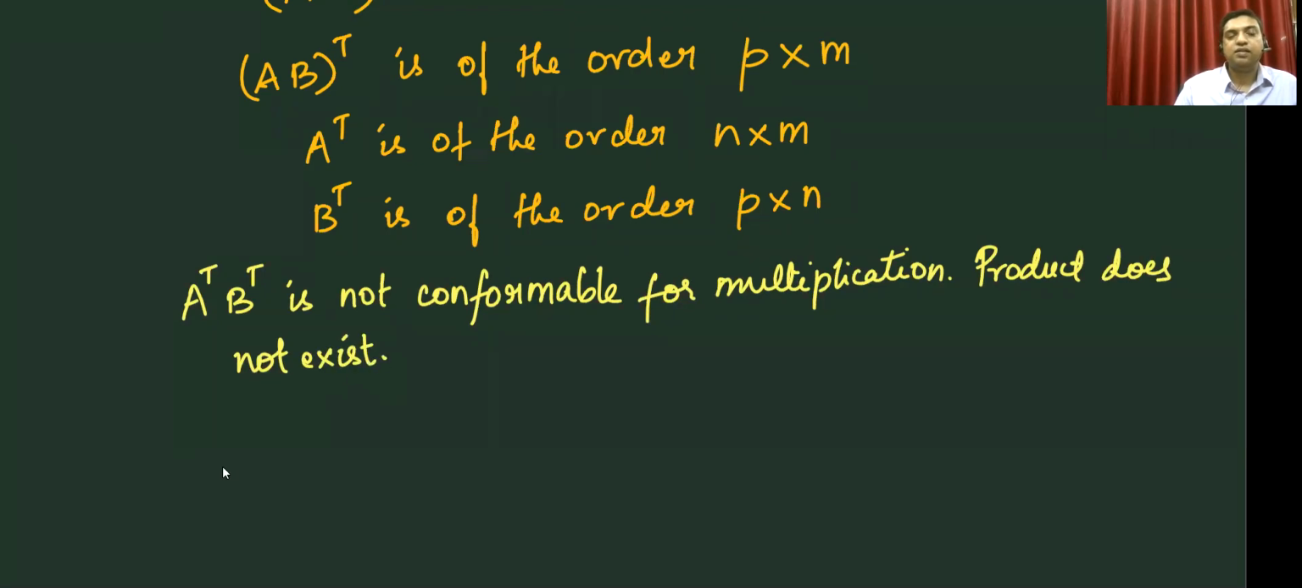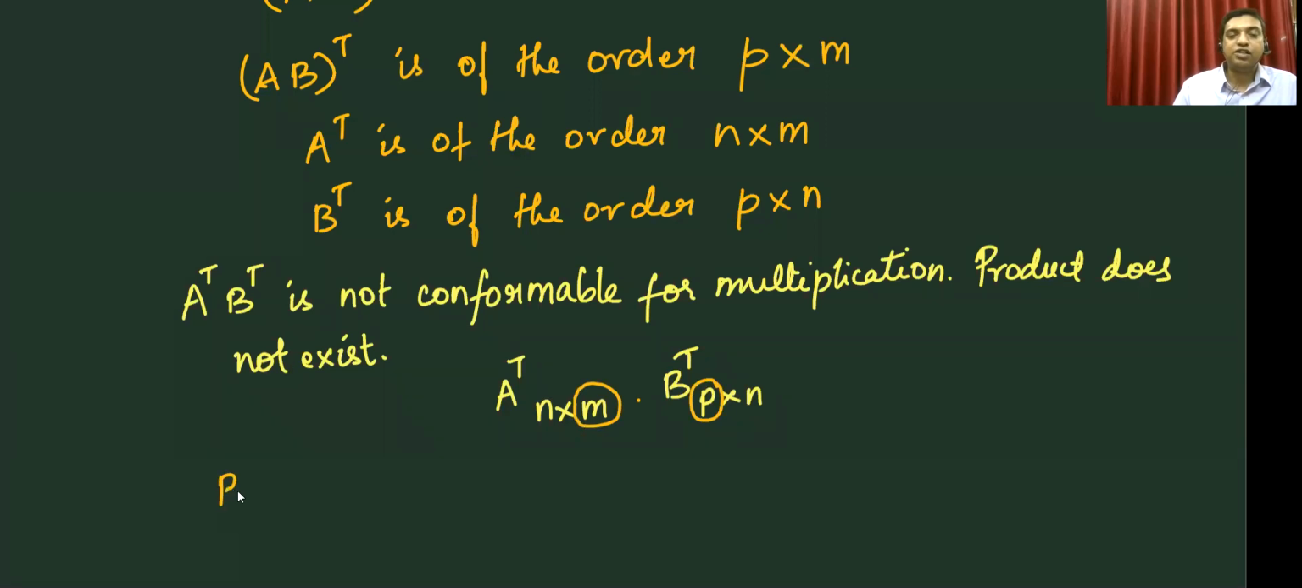Why? Because A transpose is of the order N by M, and B transpose is of the order P by N. Now, for matrix multiplication, it's a must that the number of columns of the first matrix should be equal to the number of rows of the second matrix of the product. But this is not. So you cannot multiply. The product does not exist.